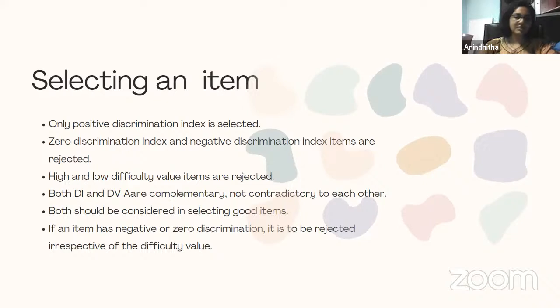And the last point is again a repetition as we discussed earlier. If an item has 0 or negative discrimination, it is to be rejected irrespective of the difficulty value. Even if it's moderately difficult or even if it's an acceptable level of difficulty, we are to reject it because this will not be something that we will typically look for in items at all. I hope that makes sense.